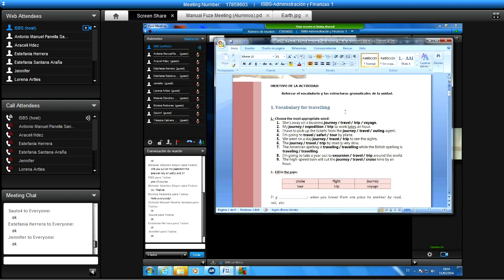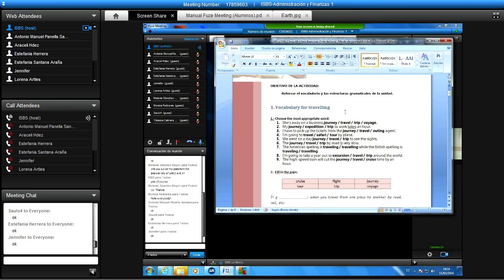Number three, I have to pick up the tickets from whom? Nuria? From the travel agent. So usually when it's combined with another noun, we use travel. So travel documents, travel agency, travel expenses, gastos de viaje, okay, travel.